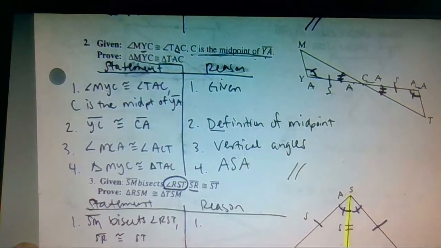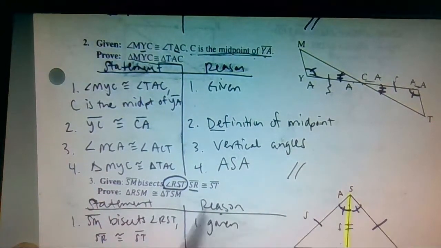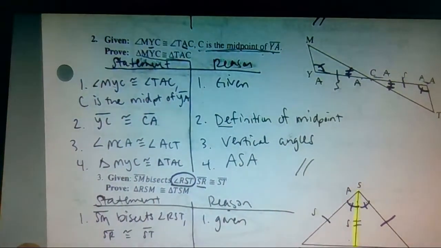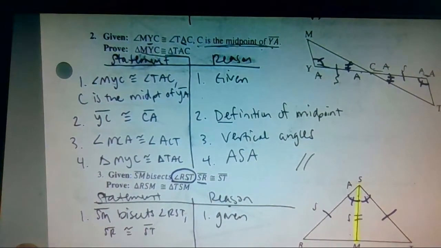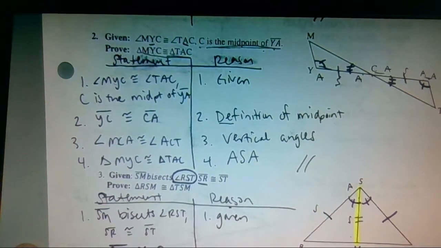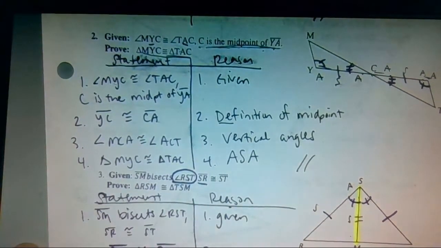Reason? Given. Good. Diane, what's next? What else should I write? SM. Okay. Yeah, SM congruent to SM. Sophie, what's my reason for that? Good, reflexive property.